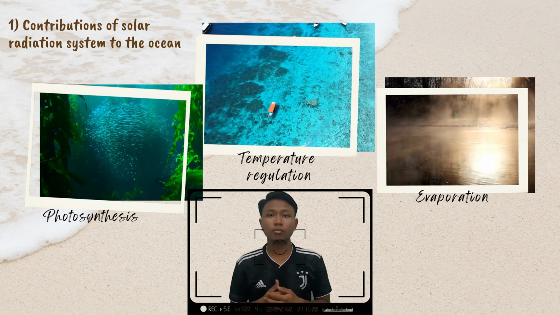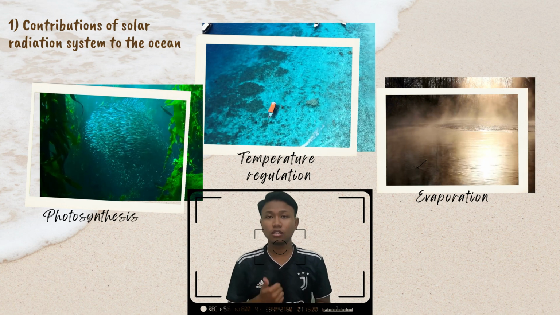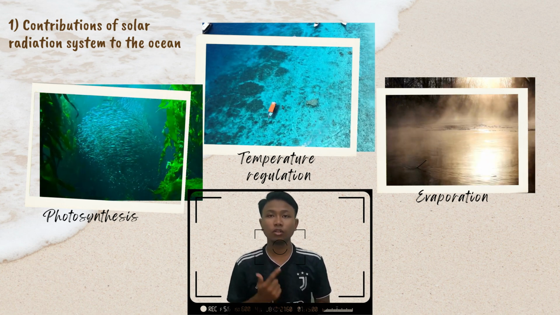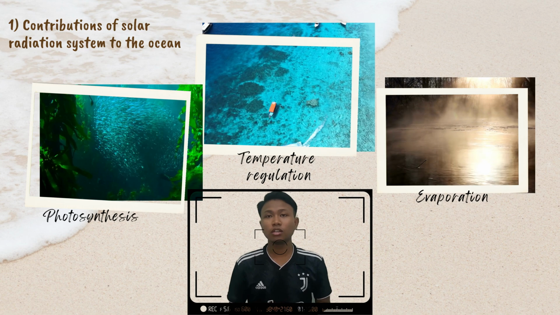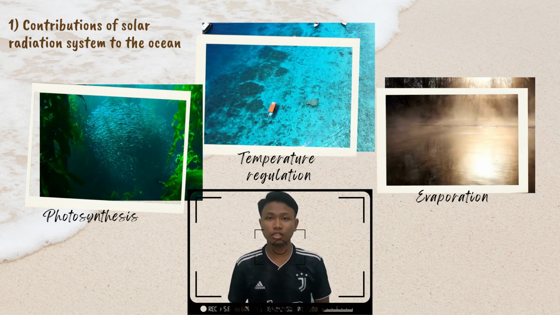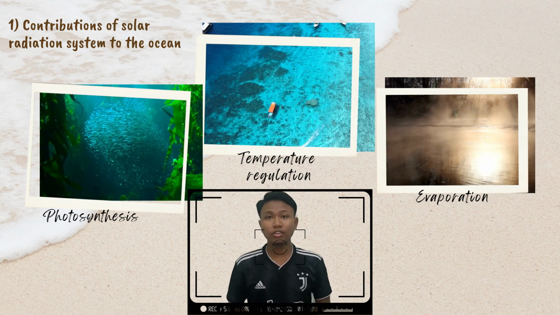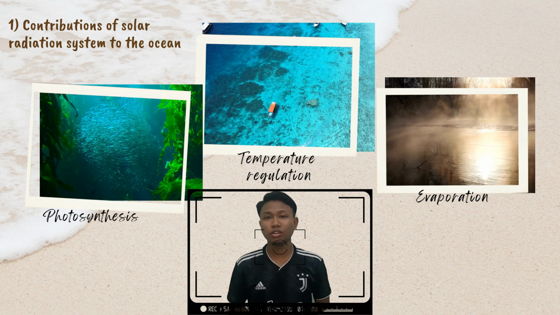Solar radiation plays a very important role in the ocean, such as for photosynthesis, temperature regulation, and evaporation. Firstly, solar radiation is used by phytoplankton to produce energy from photosynthesis. This will support the entire marine food chain, including fish and other organisms in the oceans.